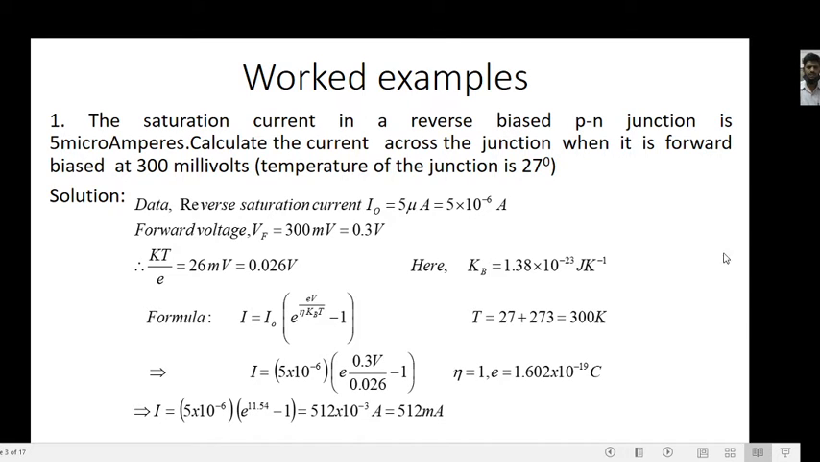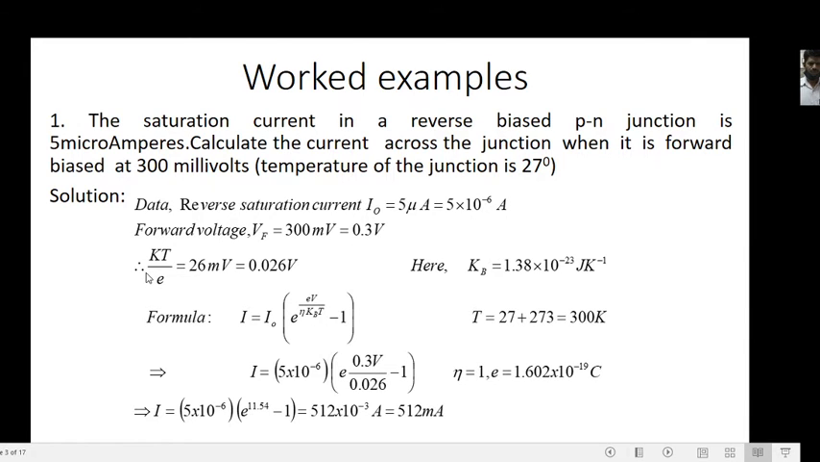Solution. First we have to collect the data from the question. Here the reverse saturation current is I0, that is equal to 5 microampere, that is equal to 5 into 10 power minus 6 ampere. Forward voltage Vf is equal to 300 millivolts, that is equal to 0.3 volts.